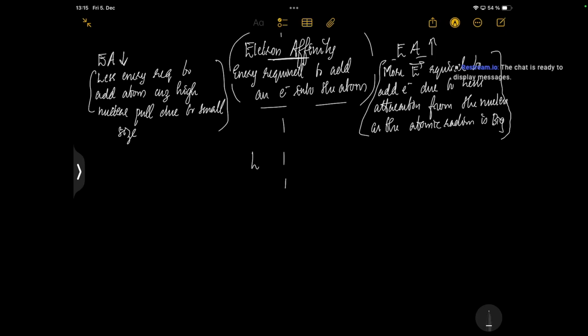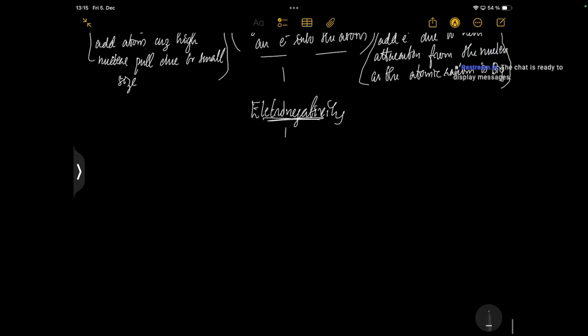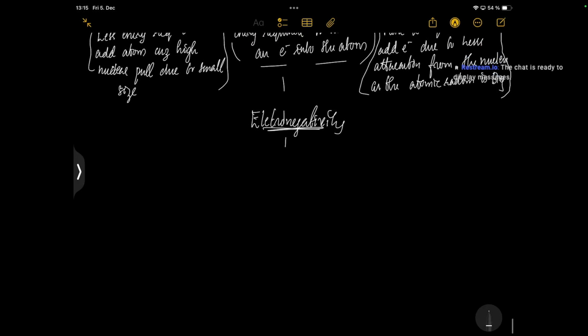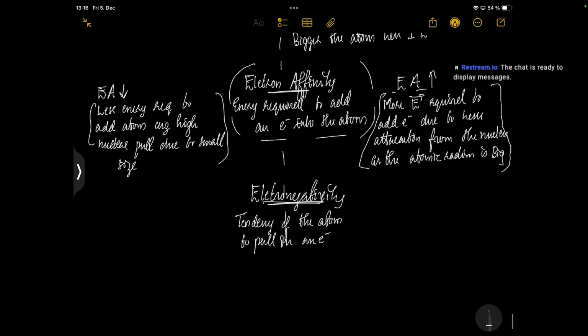Electronegativity. Electronegativity is the tendency, you could say, of the atom to pull in an electron. It's similar to electron affinity.